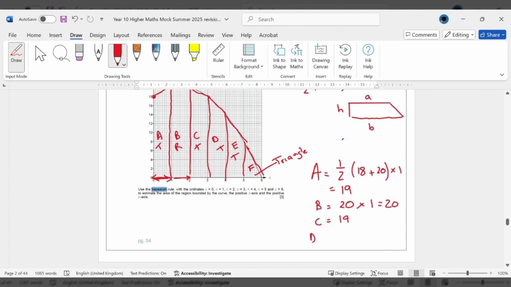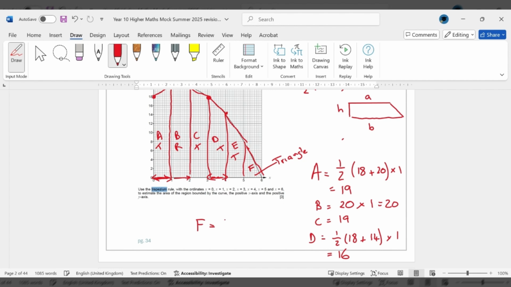D is half. The height of the first line is 18, plus the height of the second line is 14. Again, the actual height of the trapezium on its side is 1. Everything's 1. Okay. They add them together, get 32. Half of 32 is 16. 16 times 1 is 16. And then fine, I'm not even going to do E, but F is a triangle.